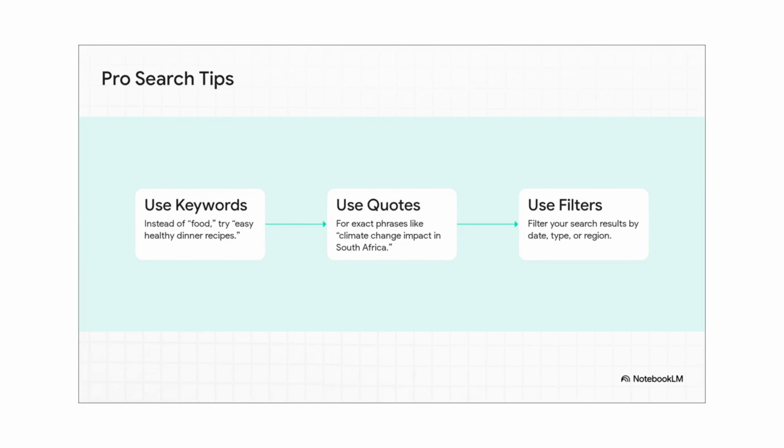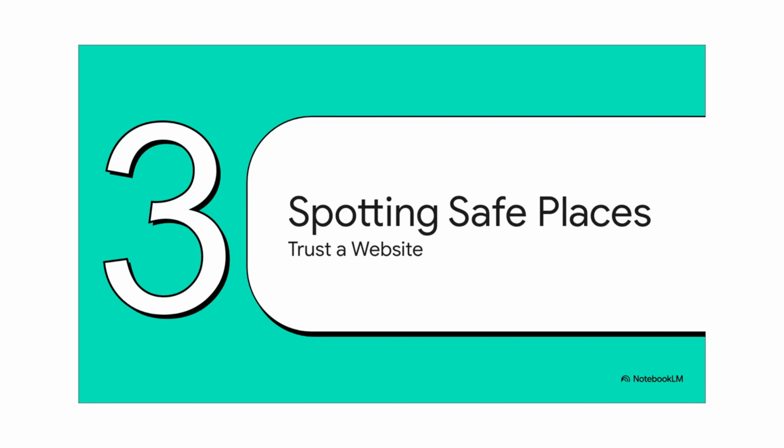Now, to get great results, you have to give your search engine good directions. So instead of just typing food, get specific. Try something like easy, healthy dinner recipes. And if you want an exact phrase, just wrap it in quotation marks. It tells the search engine to look for those exact words in that exact order. It's a game changer.